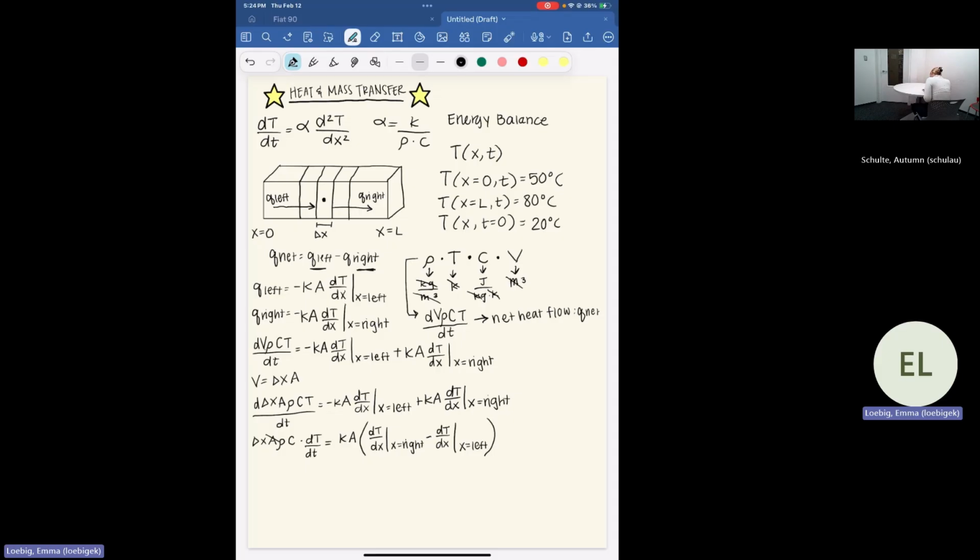Looking at this, we can see our area cancels on both sides. We can also divide our thermal conductivity by our density and our heat capacity. We are then left with delta x times the change in temperature with respect to time is equal to our thermal conductivity divided by density and heat capacity multiplied by our change in temperature with respect to position evaluated at x from the right, minus our change in temperature with respect to position evaluated at x from the left.